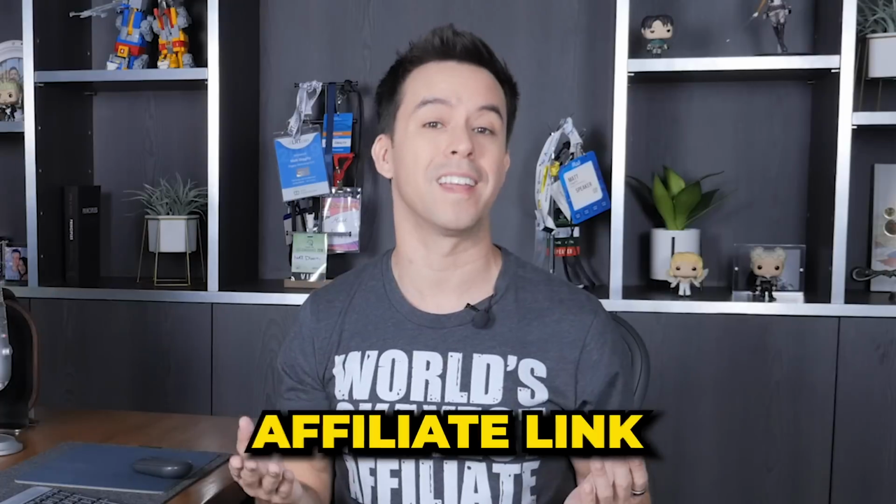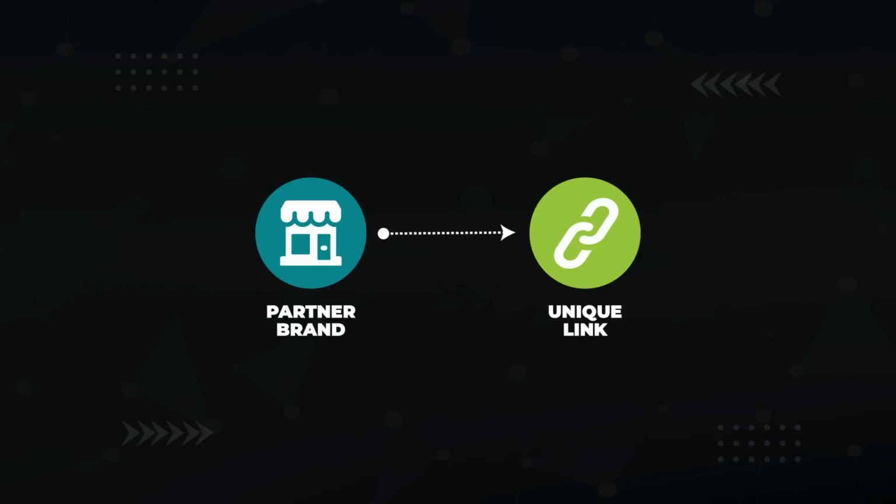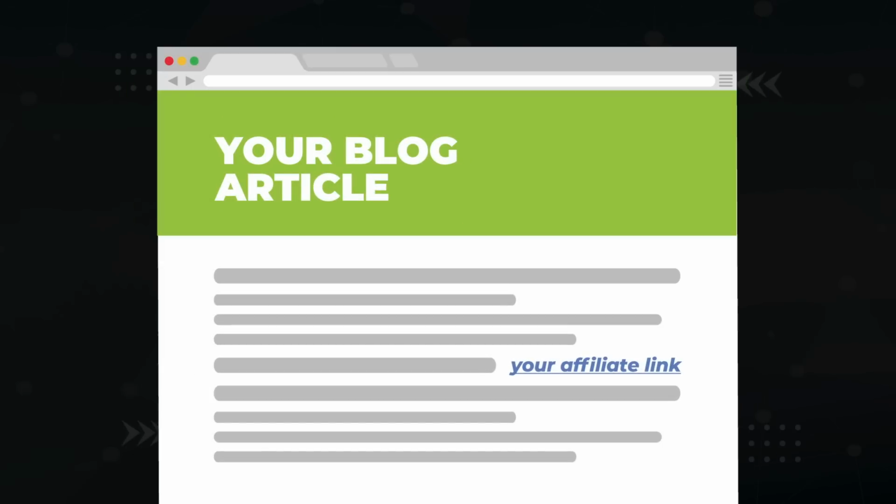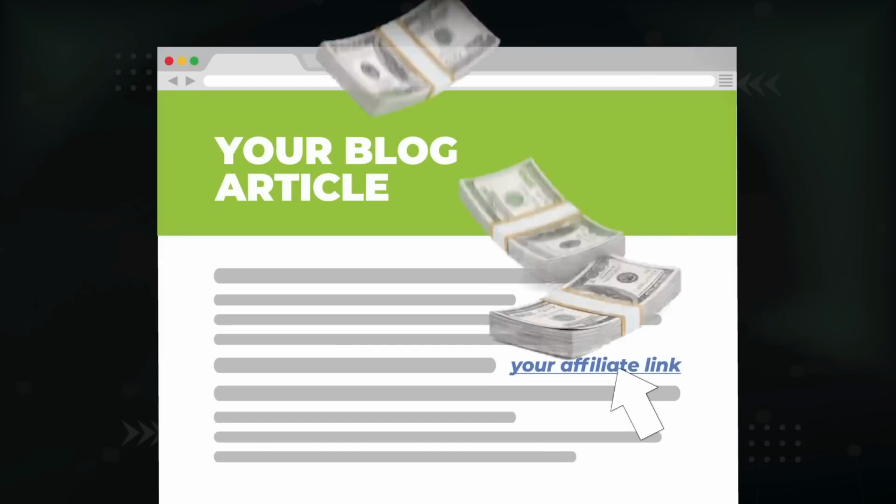The way you get credit for recommending affiliate products is through what's called an affiliate link. You get a special link from the brand you're partnering with that you place on your blog or social media. Whenever someone clicks that special link and buys something, you get credit for the sale.